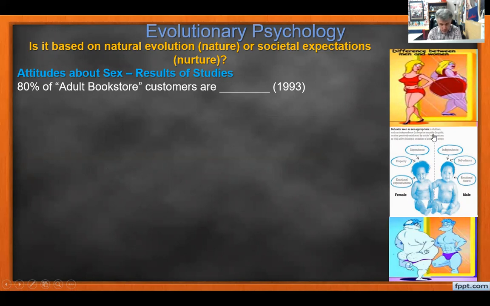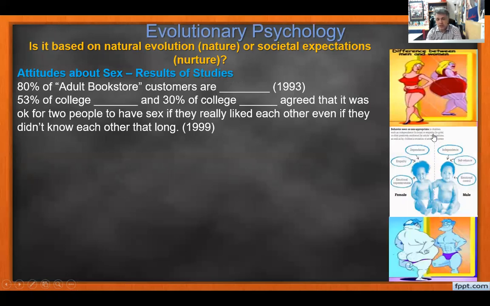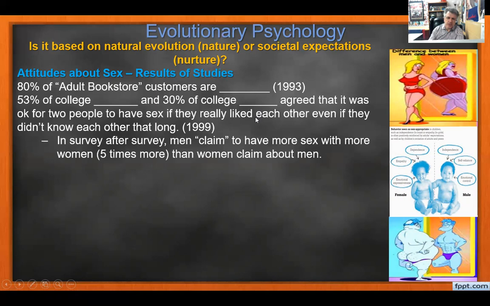Again, if you're just reviewing this from class, we talked about this. 80% of adult bookstore customers are men or women, and most people would know that those are in fact men. 53% of college men and 30% of college women agreed that it was okay for two people to have sex if they really liked each other, even if they didn't know each other that long. Most people taking this study would know that the bigger number is men and the smaller number is women. And in survey after survey, men claim to have had more sex with more women, up to 5 times more, not always being truthful there, than women claim about men. So again, something's got to give here.